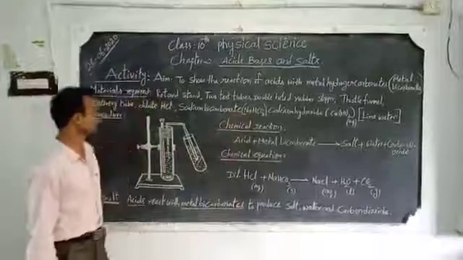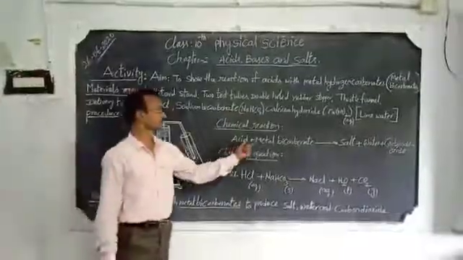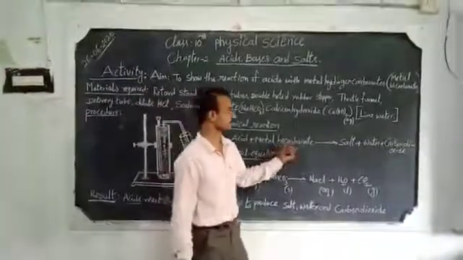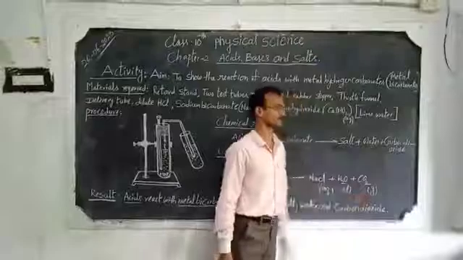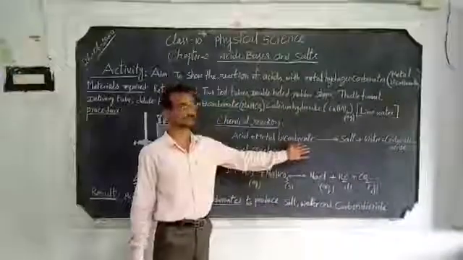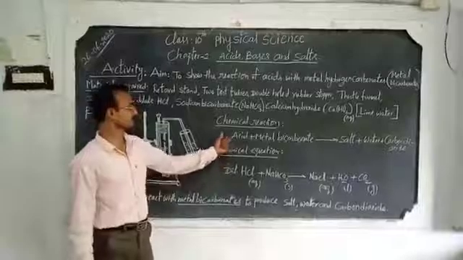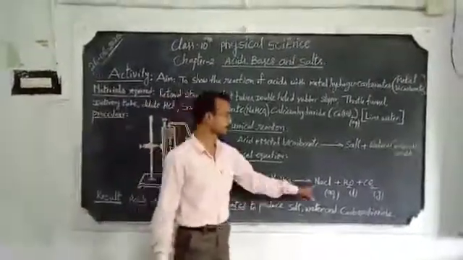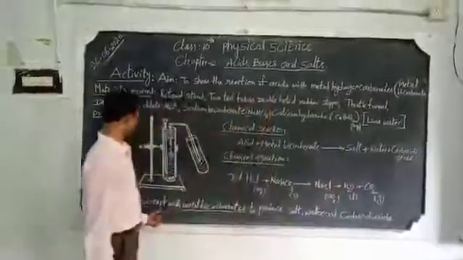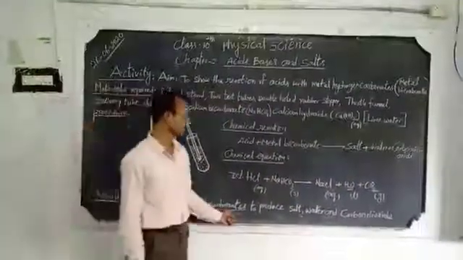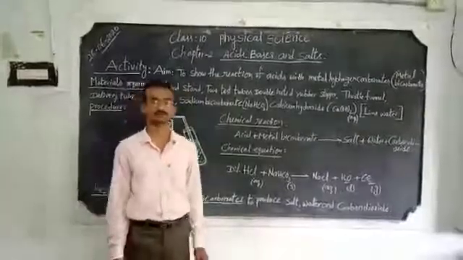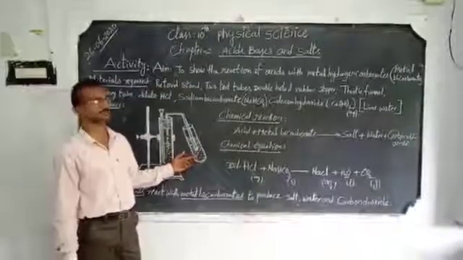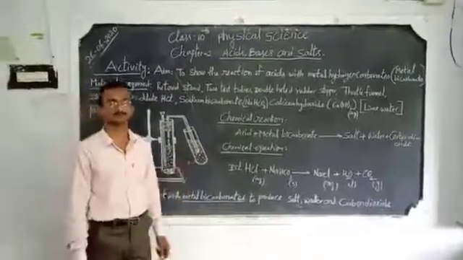Now let us see the reaction between acid and metal bicarbonate. When acid reacts with metal bicarbonates, they form salt, water and carbon dioxide, similar products to the earlier activity. The chemical equation is dilute HCl plus sodium bicarbonate gives sodium chloride, water and carbon dioxide. The result is that acid reacts with metal bicarbonates to produce salt, water and carbon dioxide. The test for carbon dioxide is similar: sending the released gas into lime water turns it milky white.